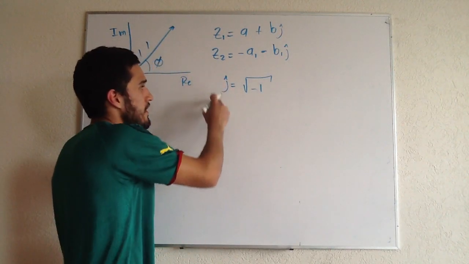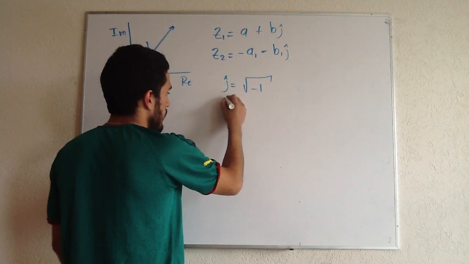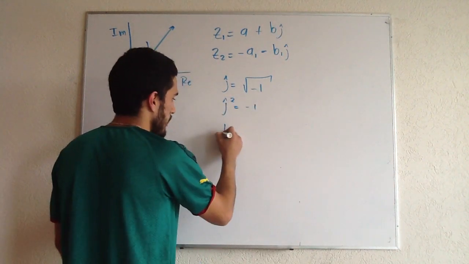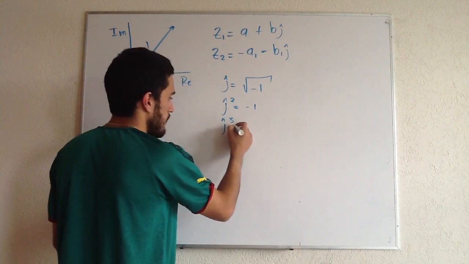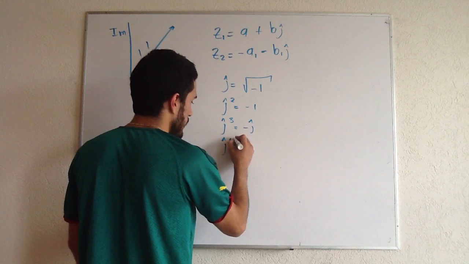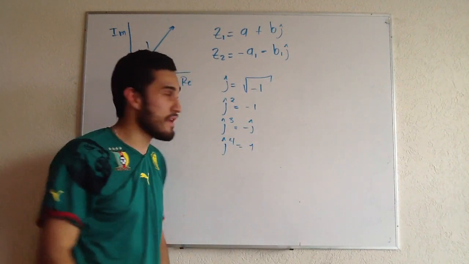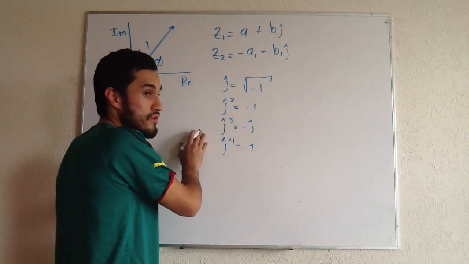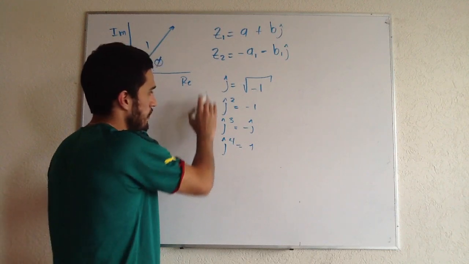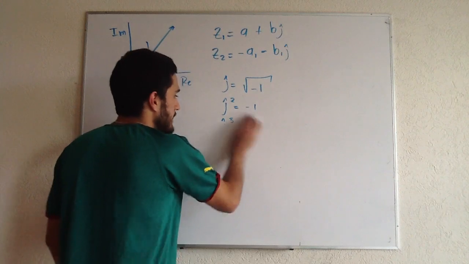This is not a letter, this is a symbol, okay, that comes from the Greeks. So if we put i squared, it will mean minus 1. If we put i to the third, it will be minus i. It will be i to the fourth, it will be 1. And on, okay? So when we want to multiply two complex numbers, if we take into account these four values, then we will not have any problem, okay?